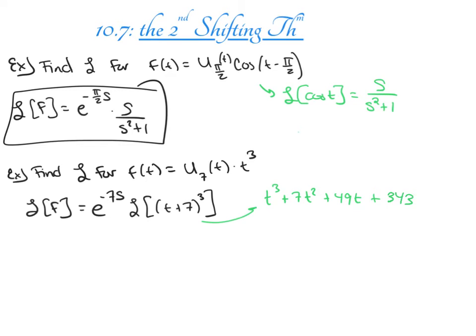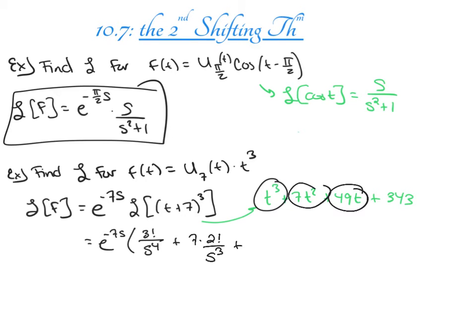Lovely. Okay, so this is e to the negative 7s times the Laplace of t cubed is 3 factorial over s to the 4th. The Laplace of 7t squared is 7 times 2 factorial over s cubed. The Laplace of 49t is 49 times 1 factorial over s squared. And the Laplace of 343 is 343 over s.